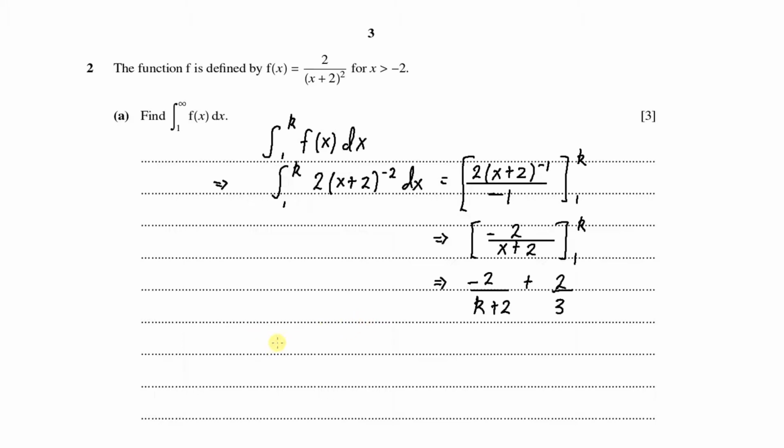Now, I want you to notice that as k approaches infinity, the 2 over (k plus 2) approaches 0. You see, as k increases, if the denominator increases here, then this whole algebraic fraction begins to decrease as it approaches 0. So we can say as k approaches infinity, we'll be having minus of this whole thing, which becomes 0 eventually, and that's plus 2/3. And we get our final answer as 2/3. So that's how we do it. Let's scroll down to part B.